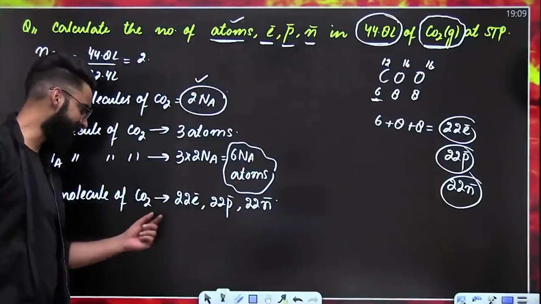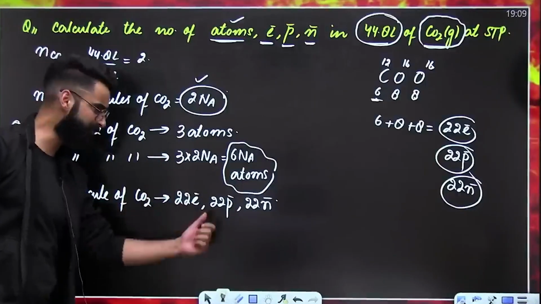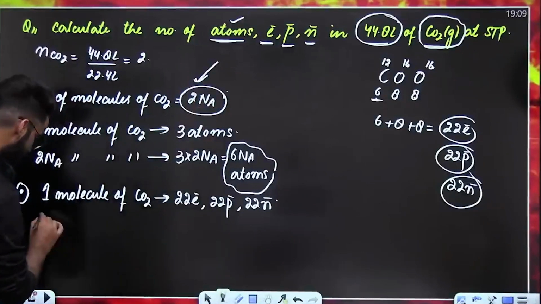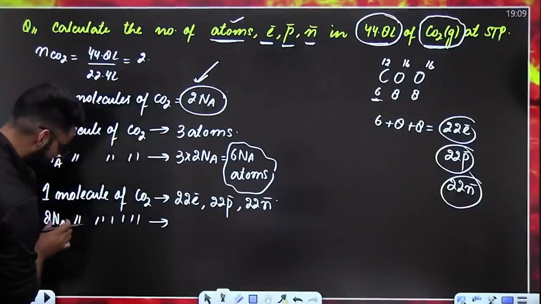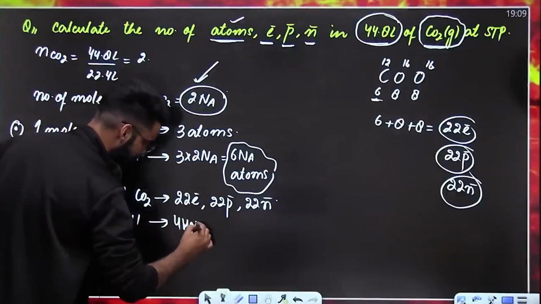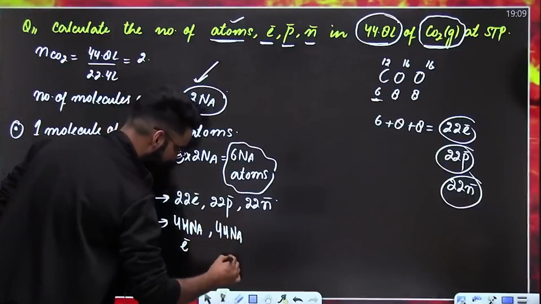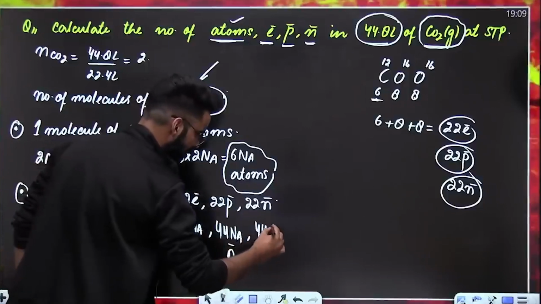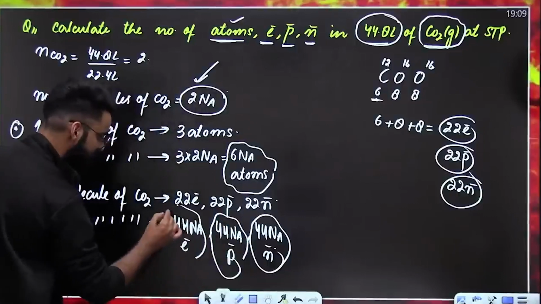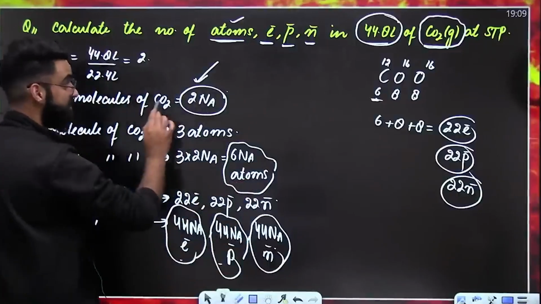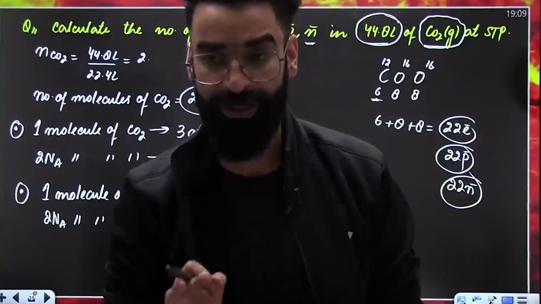If 1 molecule of carbon dioxide contains 22 electrons, so 2 molecules will contain, multiplied by 2. 3 molecules multiplied by 3. 4 molecules multiplied by 4. How many molecules do we have? 2 Na. So I can say 2 Na molecules of carbon dioxide will contain 22 multiplied by 2 Na. That means 44 Na electrons, so 44 Na protons. Similarly, 44 Na neutrons. Correct? So these were all the things which we were supposed to calculate: atoms, electrons, protons, as well as neutrons in 44.8 liters of carbon dioxide at STP. I hope this is super clear to everyone.